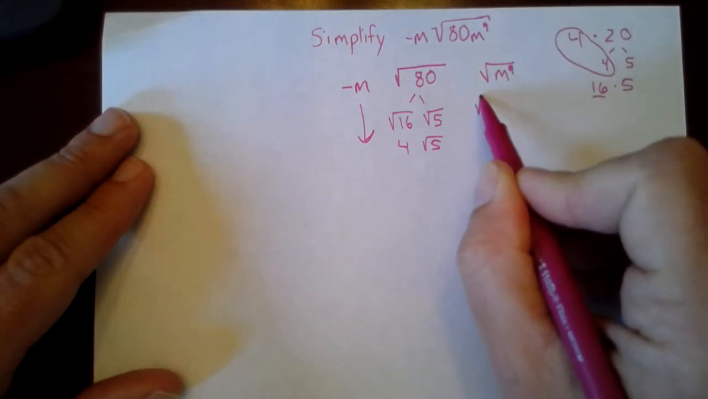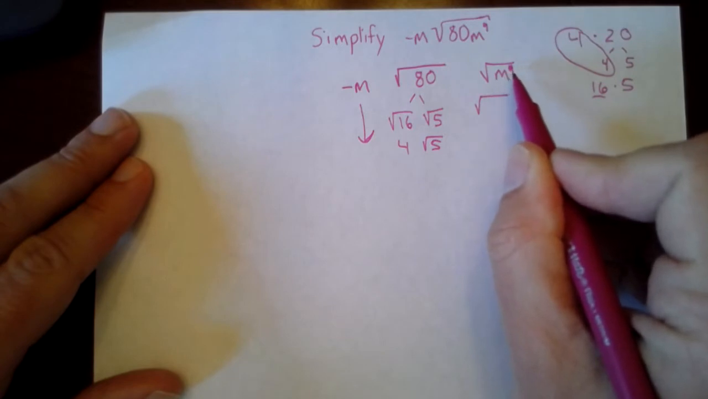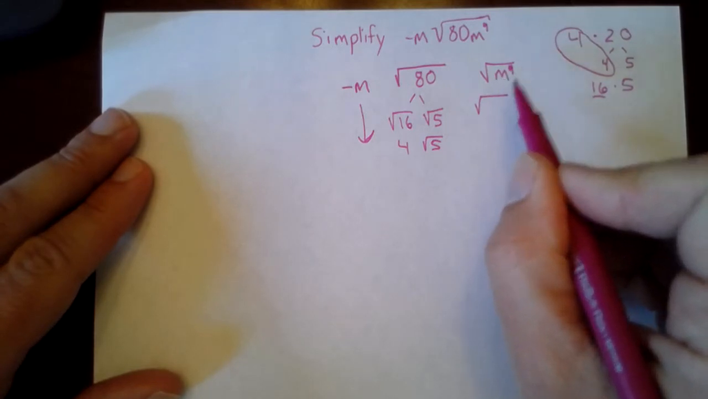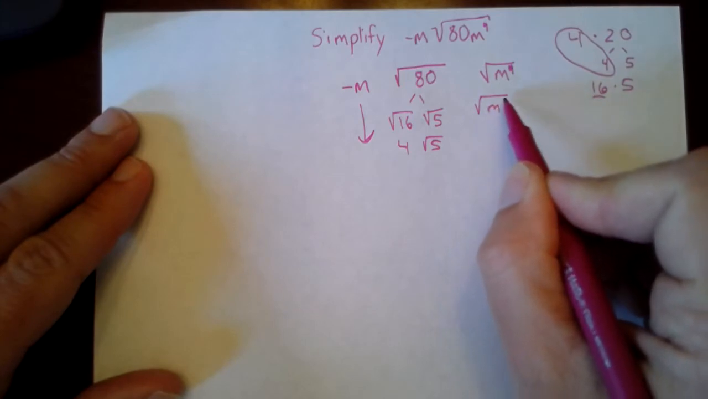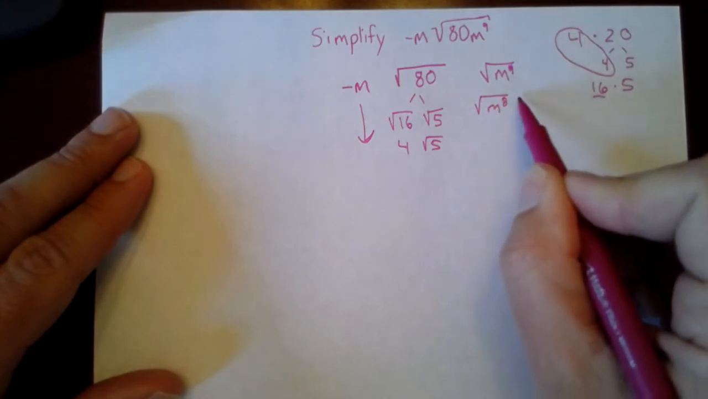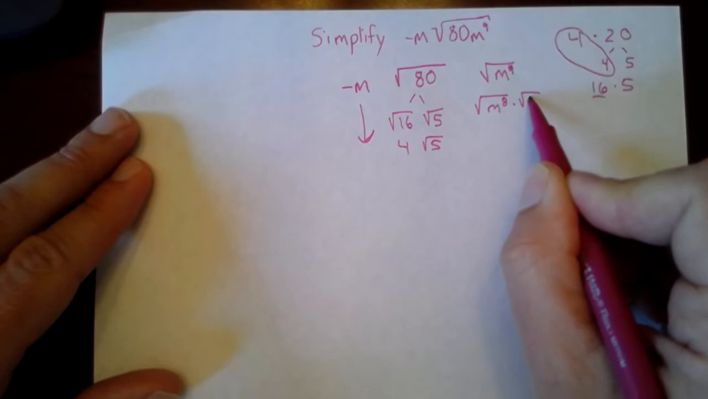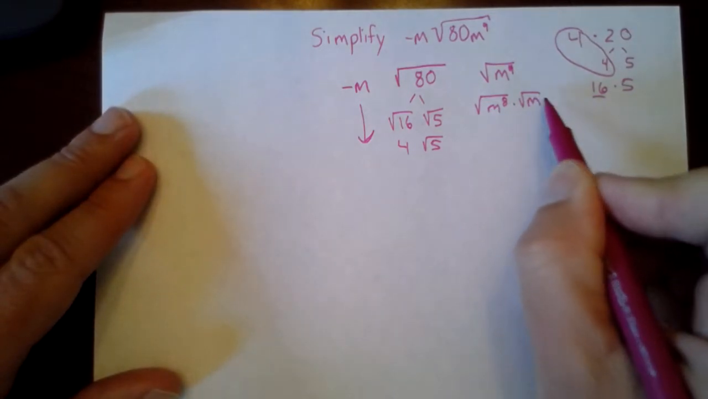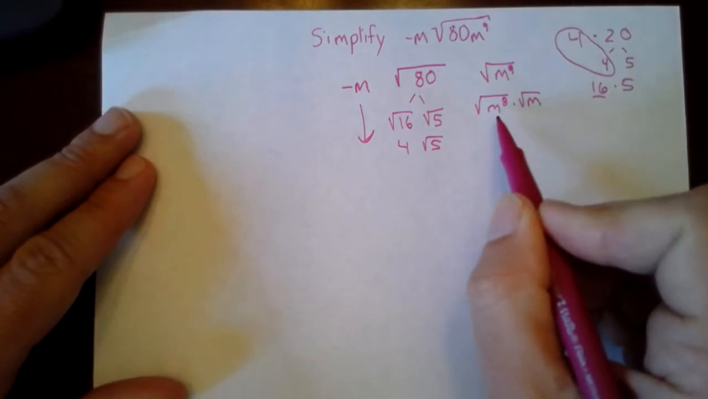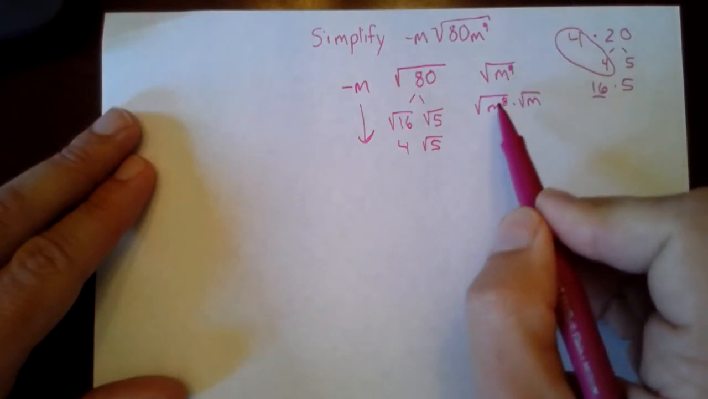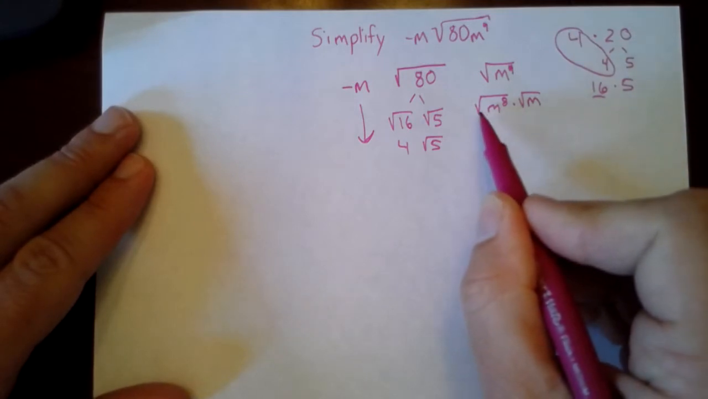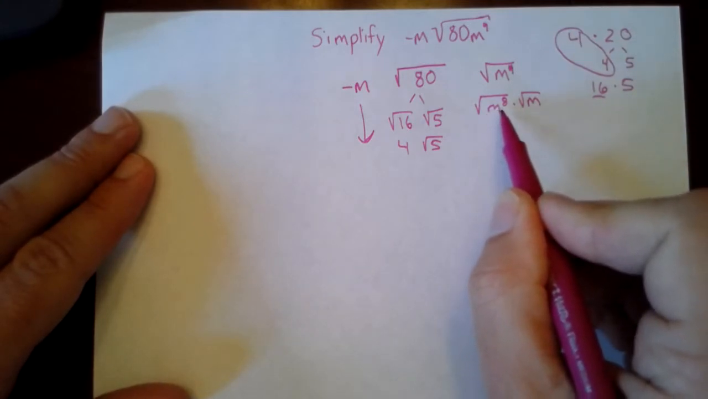But what I can do is break m to the ninth into the biggest perfect square factor. The biggest perfect square factor of m to the ninth is going to be m to the eighth. It's always one less. And then we still have one m left over. I could put a little 1 up here, but I don't need to. So now m to the ninth becomes m to the eighth times m, both under the radical. The square root of m to the eighth.